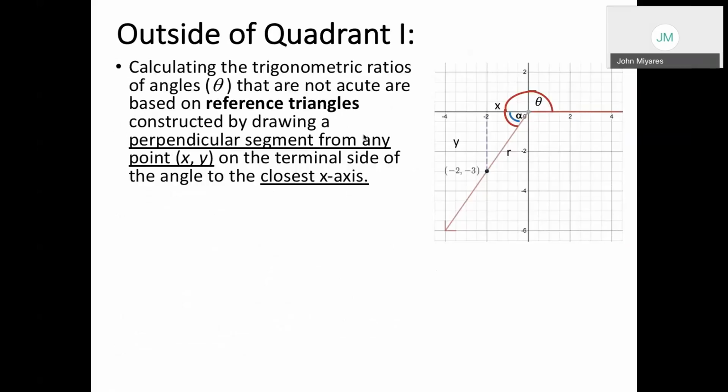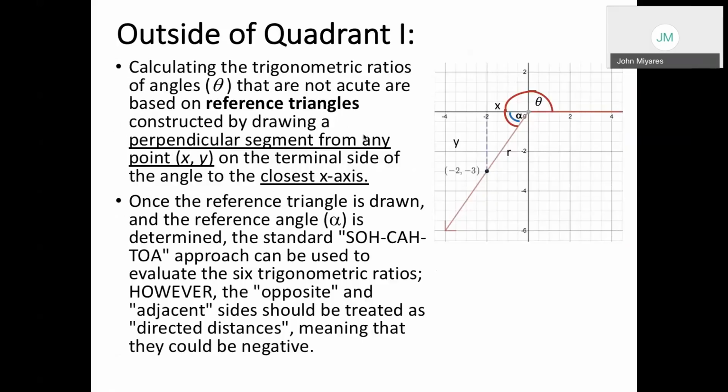Calculating the trigonometric ratios of angle theta that are not acute are going to be based on these reference triangles constructed by drawing a perpendicular segment from any point x, y on the terminal side of the angle to the closest x-axis. Once the reference triangle is drawn and the reference angle alpha is determined, the standard SOHCAHTOA approach can be used to evaluate the 6 trigonometric ratios. However, the opposite and adjacent sides should be treated as directed distances, meaning we could label the side lengths as negative.